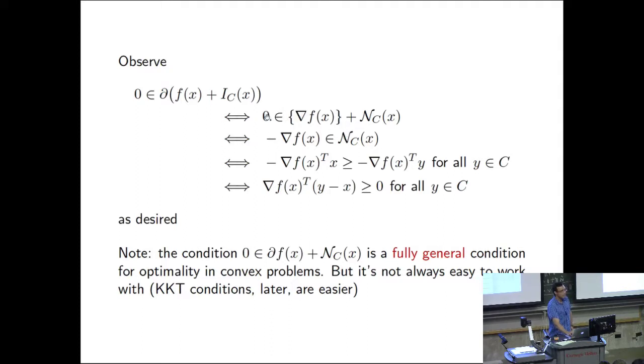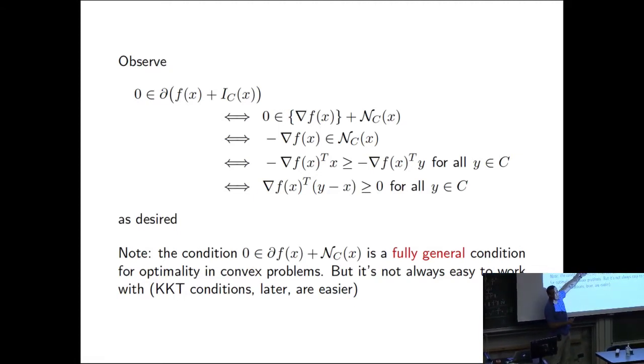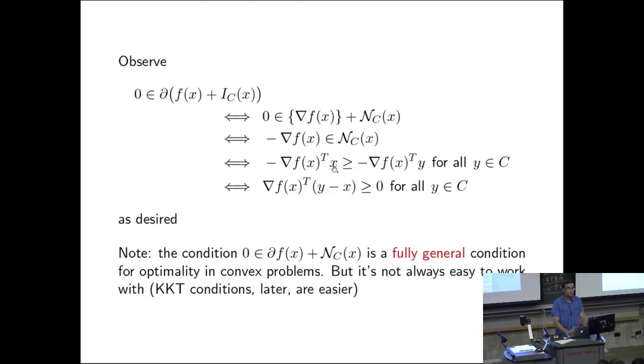Because if I can get 0 by taking the gradient and adding it to something in the normal cone, then the negative gradient must be in the normal cone. And just applying the definition of the normal cone, this says that if I take the inner product of this vector, let's say g is minus grad f, with x, it must be bigger than or equal to the inner product of g with y for all y in the set. That's the definition of the normal cone. Just applying that definition here.